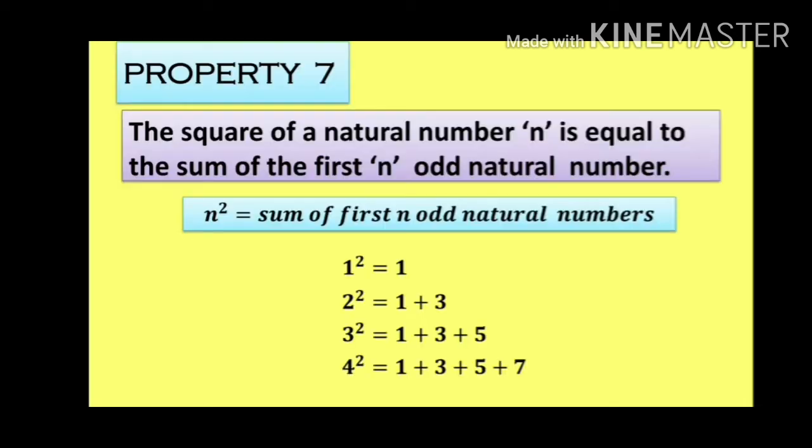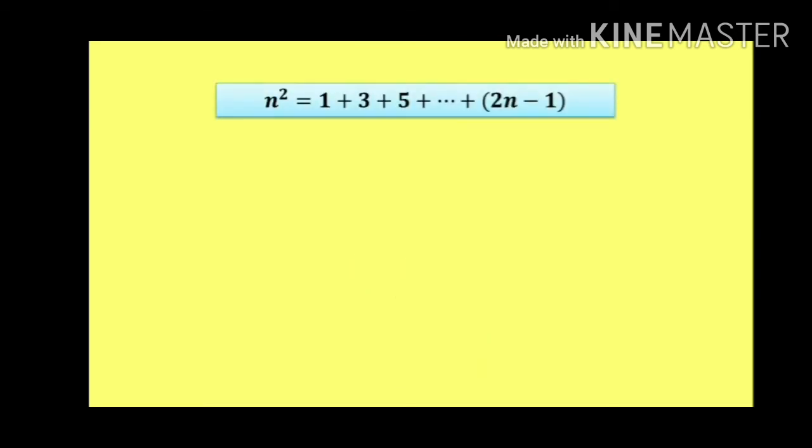You can see here, when I take 4 squared, the last number is 7 here. So how do we get 7? Whatever the given number is, 4, we will double it. 2n means 8. 8 minus 1 gives 7. So here the same thing is written. Whatever the given number is, we will just double it and subtract 1. So we'll get the last number.